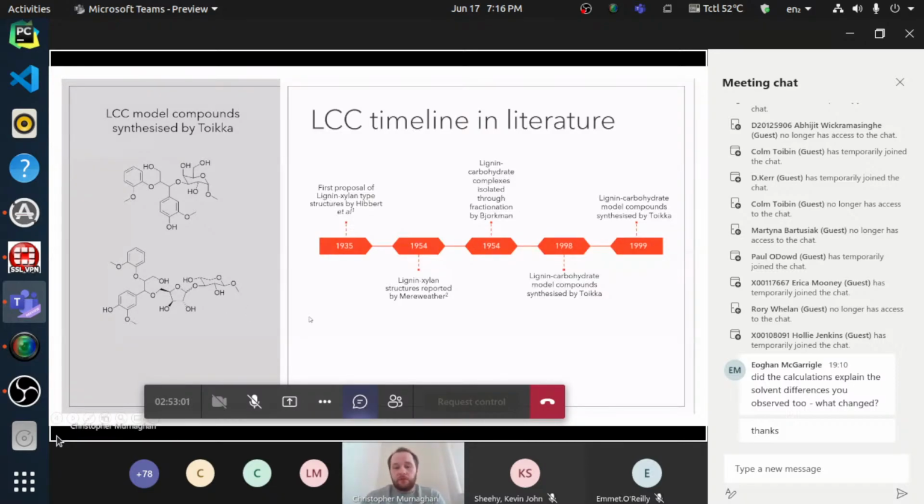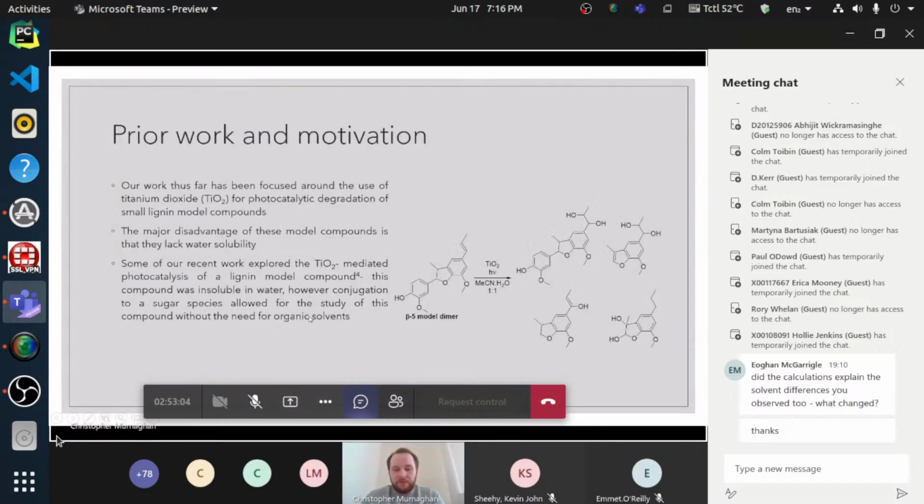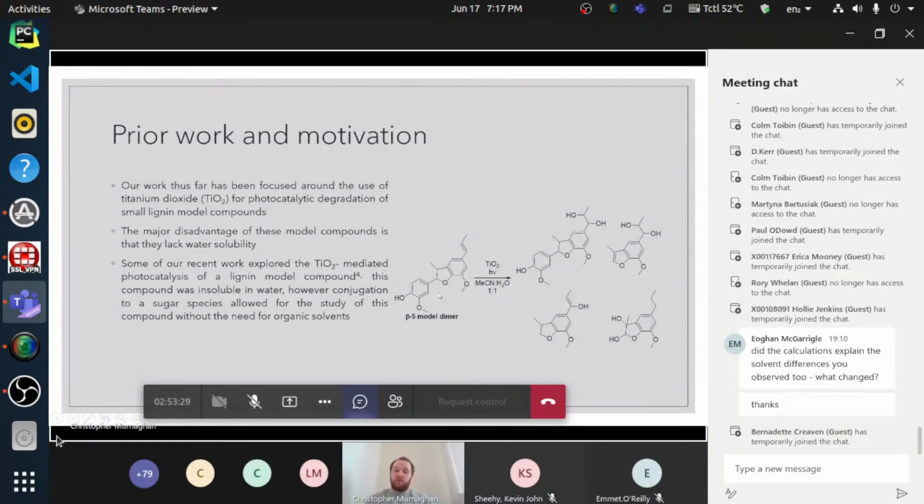In terms of our prior work and motivations, we mentioned earlier the beta-5 model dimer, that's this one here. We used titanium dioxide mediated photocatalysis and UV light to break down this compound, as it had never been done before in the literature, and that's basically where we're at. So we work between synthesis and photocatalysis. We see here that the degradation of this compound produced these 4 products on the right hand side. You see the consumption of this alkene to produce a diol, and then the elimination of the guaiacol side chain, another elimination, and then the formation of another diol here. So these 4 were separated and elucidated.